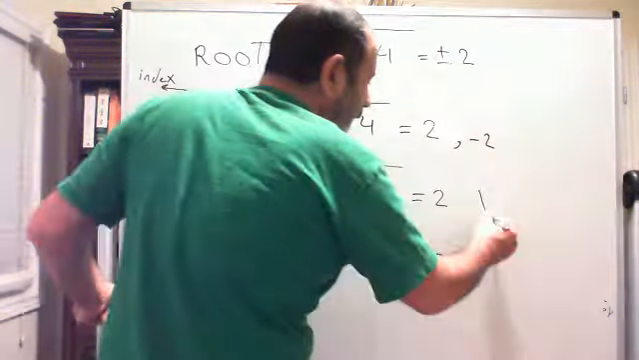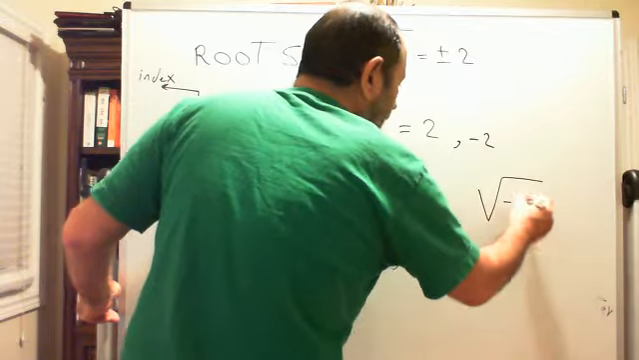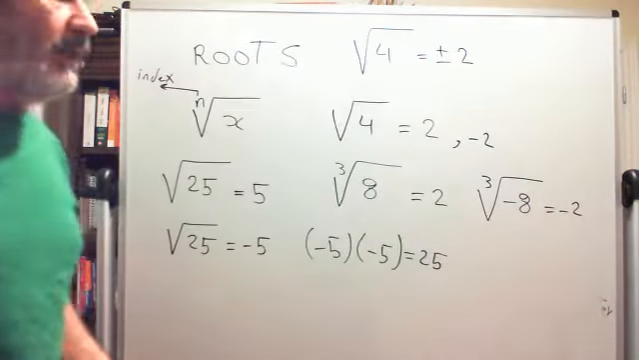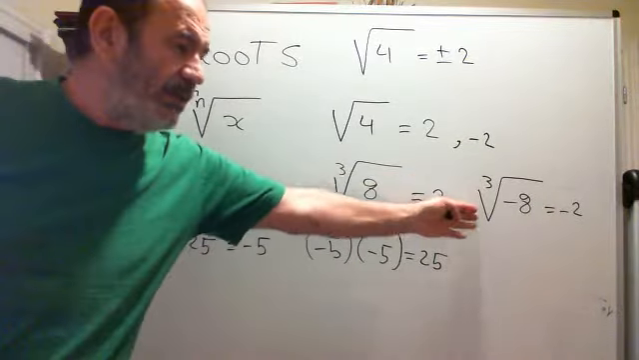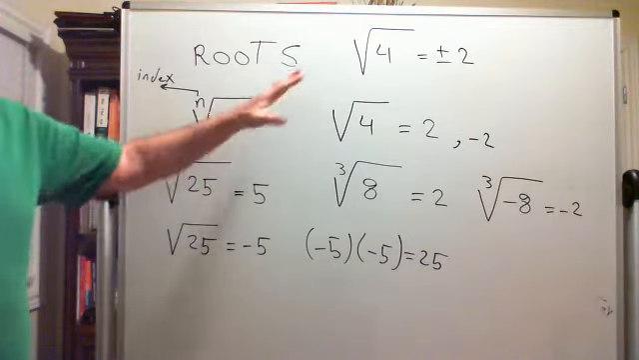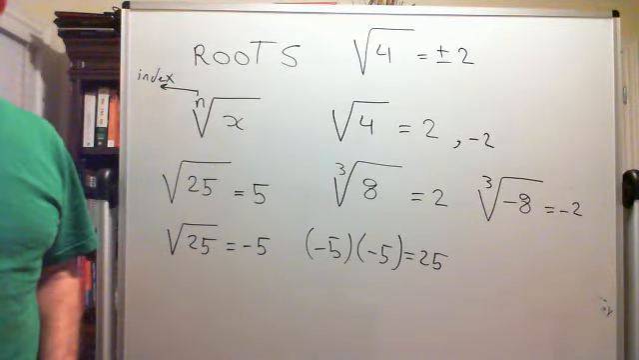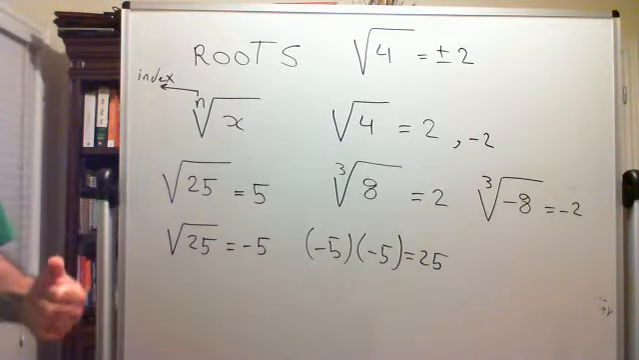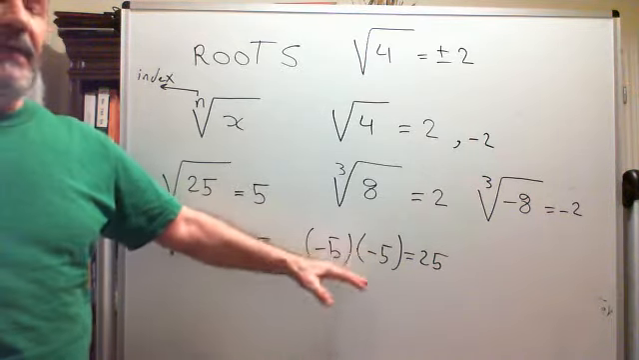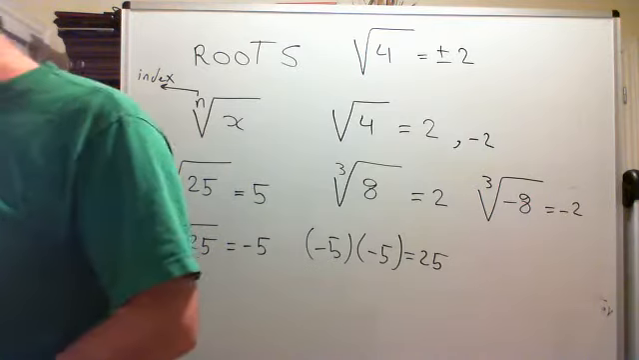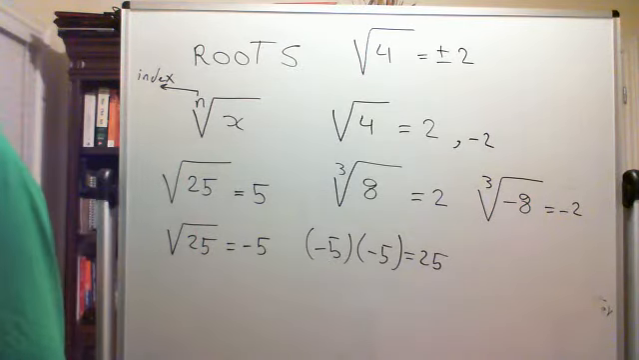The cube root of negative 8 is negative 2, because negative 2 multiplied by itself 3 times is going to be negative 8. Now, for the roots, that is enough for this section. In the next videos, I will explain in very much detail when we are talking about radicals and exponents. Let's just do some examples about these things.